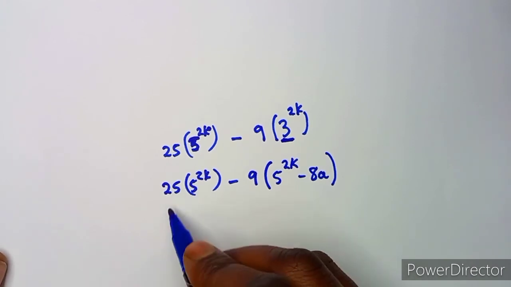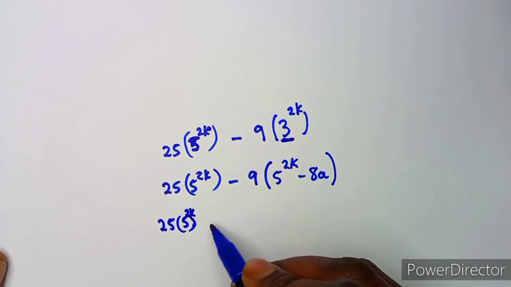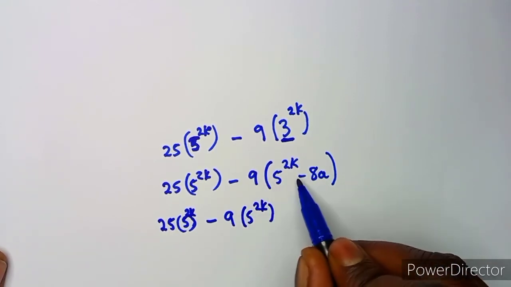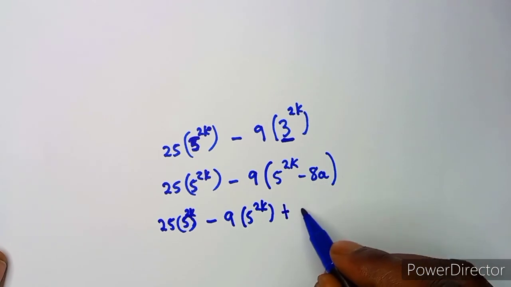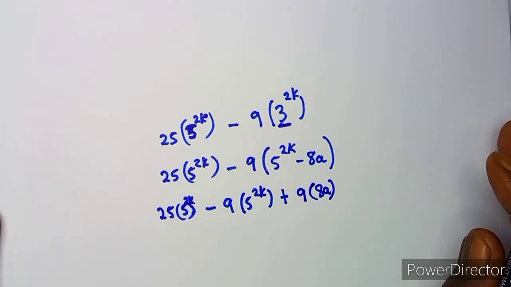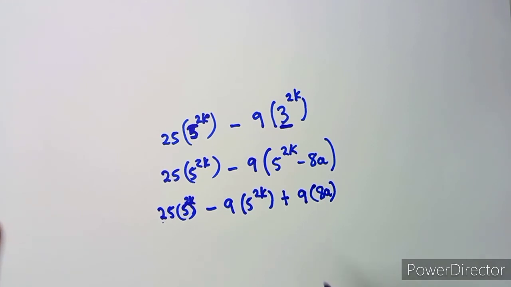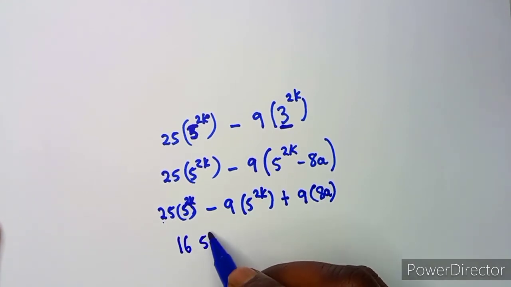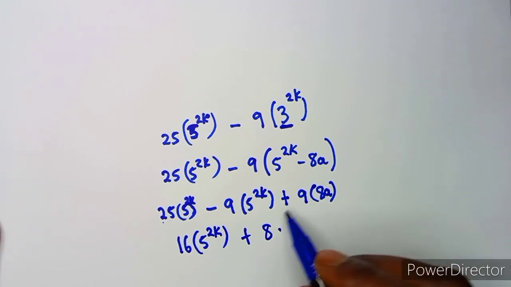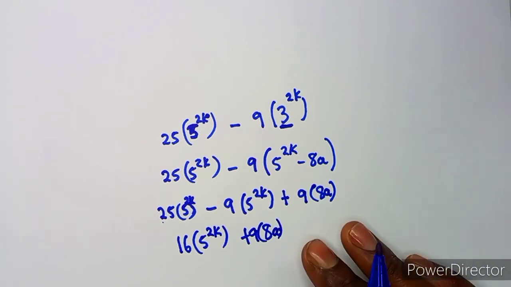If we simplify, this is just going to be 25 times 5 to the exponent of 2k minus 9 times 5 to the exponent of 2k. So it's minus 9 now times minus 8a, which is going to be plus 9 times 8a. You can just write it like that. And yes, you can see I've got like terms, 25 minus 9, which is going to give us 16. So we're going to have 16 into 5 to the exponent of 2k, and plus 8 times 9a. Just 9 times 8a like that. It's one and the same thing.